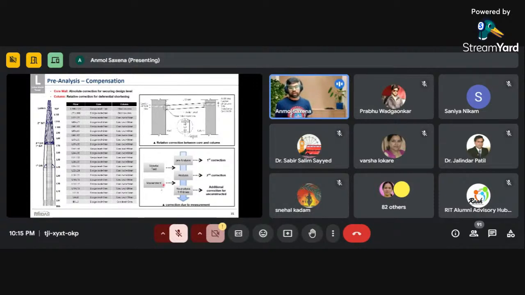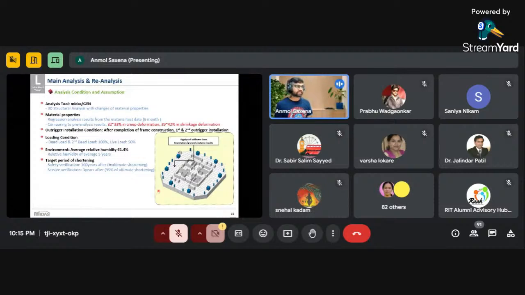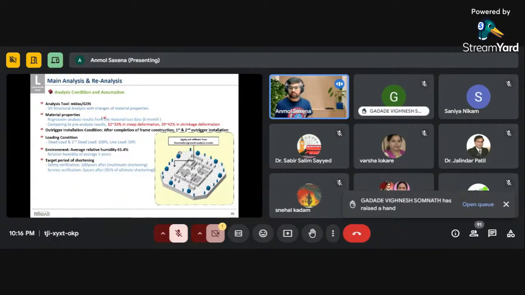Okay. Now I will do this material testing. The analysis software, Midas Gen, has been used for doing this column shortening analysis. And after studying all the material and updating the model according to the material properties of the site, and the testing was done for 6 months, as I said, we have noticed that there is a reduction of 32 to 33% in the creep deformation and shrinkage deformation which we had predicted. Okay. So accordingly, again, I will just update the model.